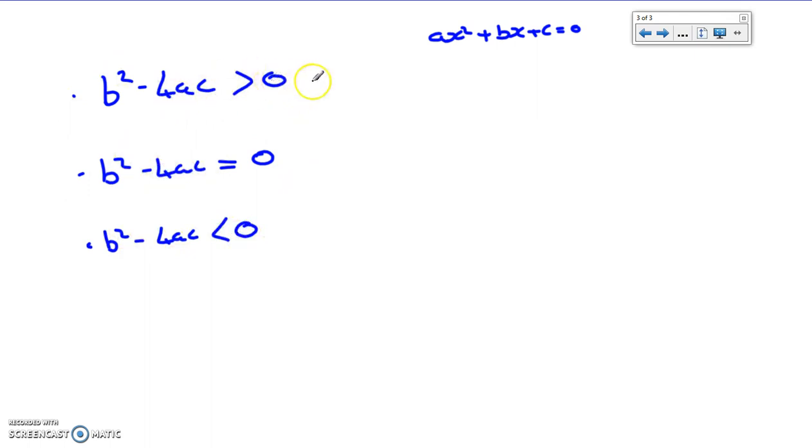If b squared minus 4ac is bigger than 0, think back to the formula. That means we're taking the square root of a number, so when we add or subtract it on to a negative b, we're going to get 2 possible answers. What this means is that we get 2 real roots. So this is the scenario where it cuts the axis twice. It's going to cut the x-axis in 2 different locations.